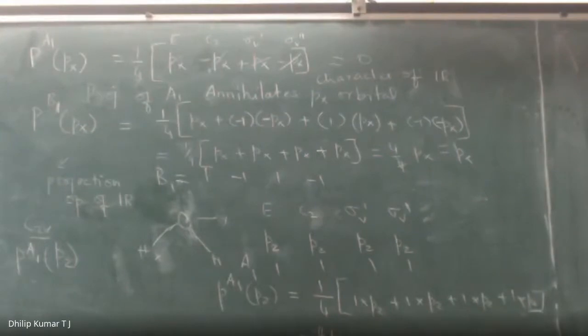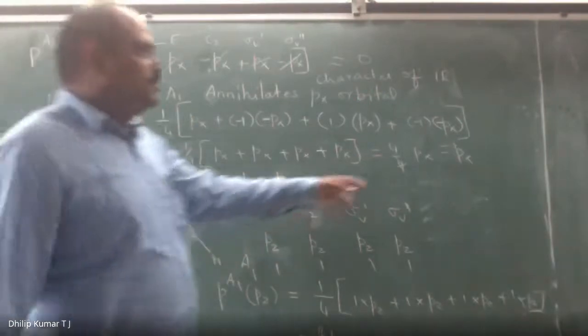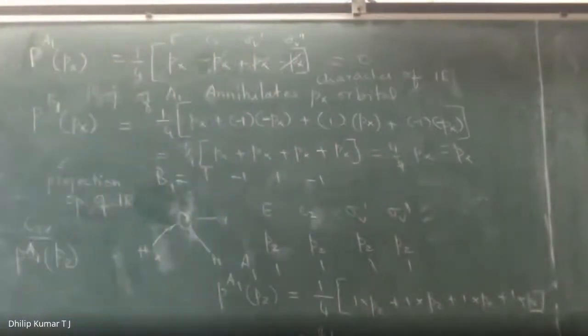So projection of A1 annihilates the px orbital. If it gets cancelled out, then we say it annihilates. If it remains, even one time or two times, then we say it projects out the corresponding orbital. Okay, so we use this technique for finding out the symmetry. Maybe next class.